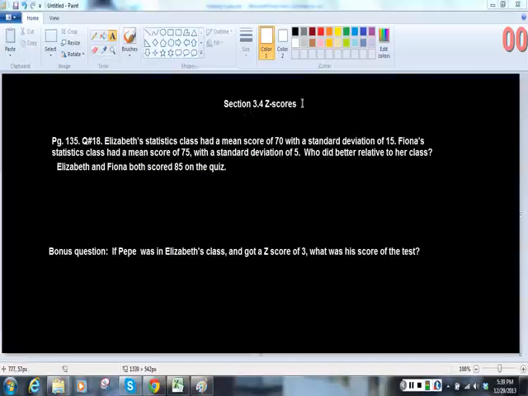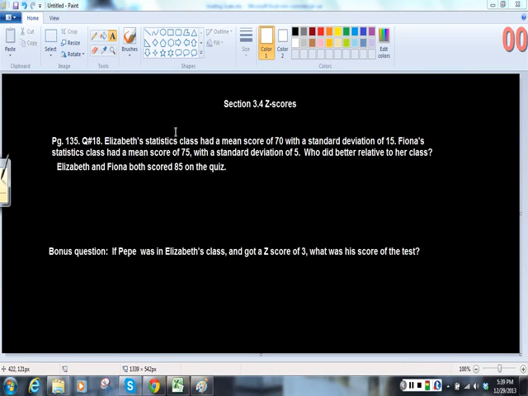So this is section 3.4. We're looking at calculating z-scores. Z stands for the standard normal z, and it's the curve we will learn about in, I believe, chapter 6. So this is page 135, question number 18, and I think this one's also in my notes.